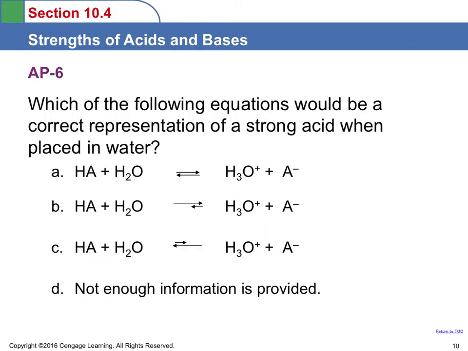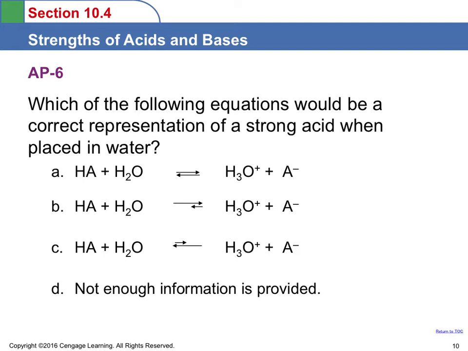Let's do a quick check here. Which of the following equations would be a correct representation of a strong acid when placed in water? So I didn't use the term on the previous slide, so here's a great time to do it. These are equilibrium reactions, which we talked about in the previous chapter. Equilibrium is when the forward reaction and reverse reaction rates are equivalent. They're happening at the same speed.